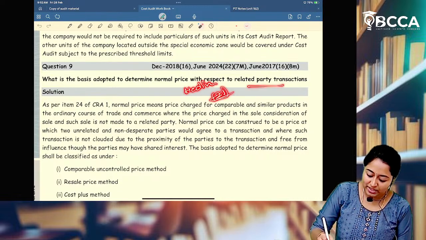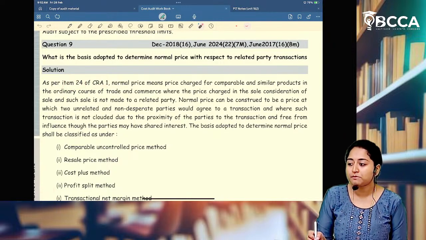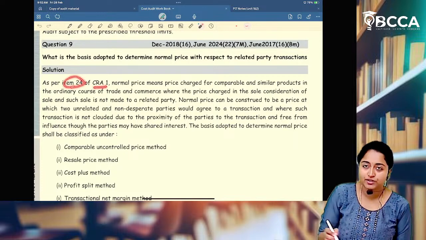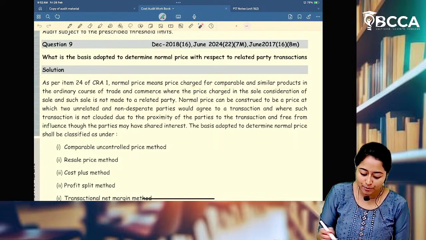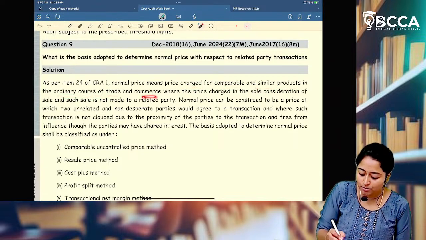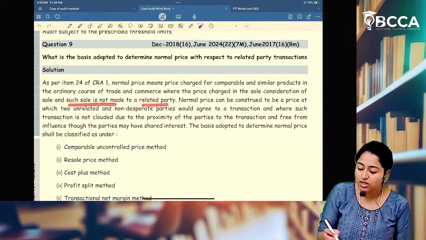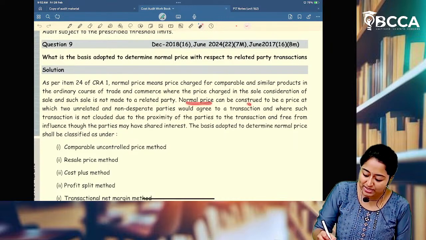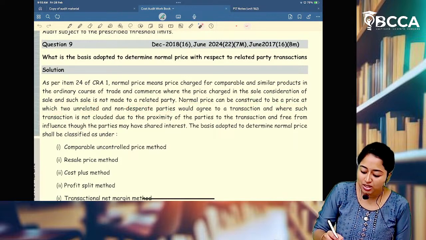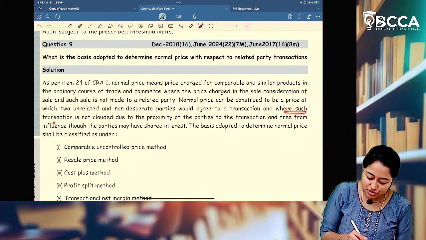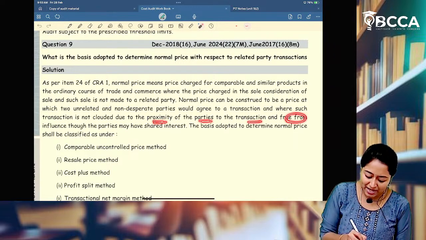We have seen related party transactions. So, as per item 24 of CRO1, you have to mention that. As per item 24 of CRO1, normal price means a price charged for comparable and similar product in the ordinary course of trade and commerce, where the price charged is the sole consideration of the sale and such sale is not made to a related party. Normal price can be construed to be a price at which two unrelated and non-disparate parties would agree to a transaction, and where such transaction is not clouded by proximity of the parties to the transaction and is free from influence.